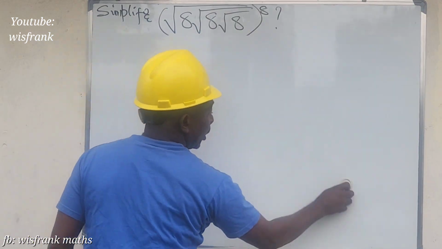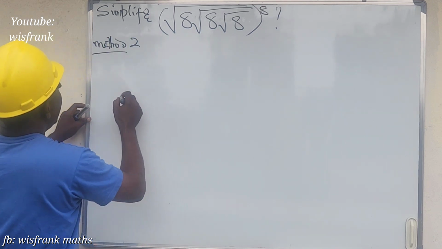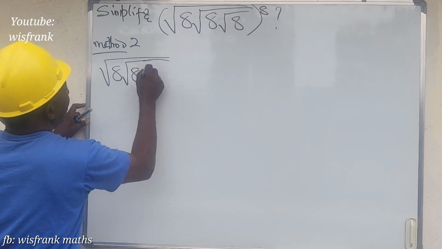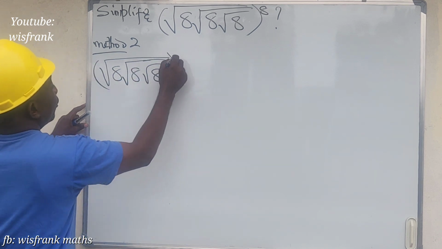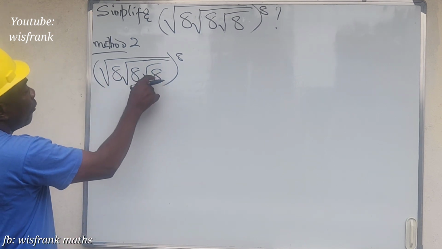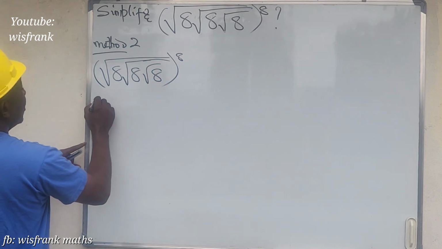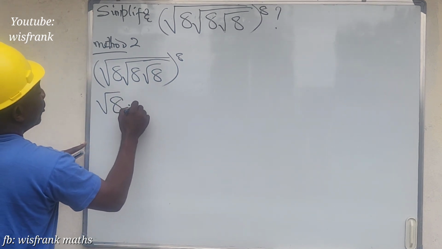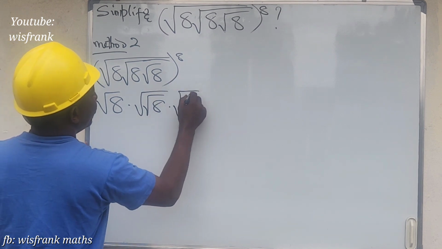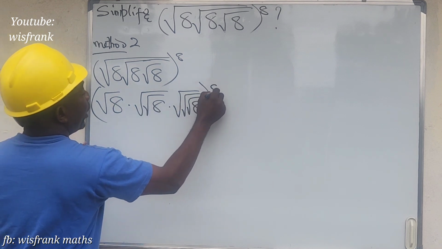So we clean this. That was method 1. So we have this one, method 2. Here we are given square root of 8 times square root of 8 times square root of 8, all to the power of 8. If you have a parenthesis like this, the square root covers these 3 and we can separate each of them. So this is the same thing as square root of 8 times square root of square root of 8, then times square root of square root of square root of 8, all to the power of 8.